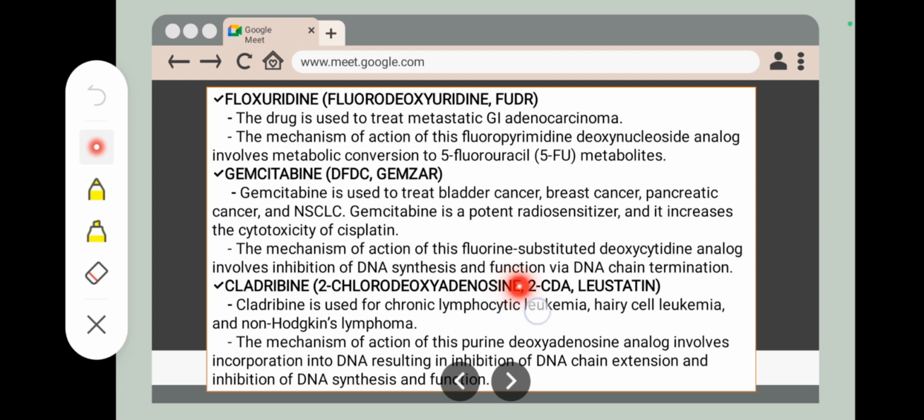Next drug is cladribine, or also known as 2-chlorodeoxyadenosine, 2-CDA, or also known as Leustatin. This drug is used for chronic lymphocytic leukemia, hairy cell leukemia, and non-Hodgkin's lymphoma. And the mechanism of action of this purine deoxyadenosine analog involves the incorporation into DNA, resulting in inhibition of DNA chain extension and inhibition of DNA synthesis, as well as its function.